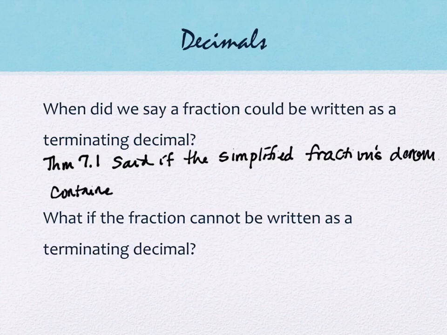contained only factors of 2 and/or 5. So if we could break it down, simplify it, and the denominator only had 2's and 5's, or only 2's or only 5's, then it would be a terminating decimal.